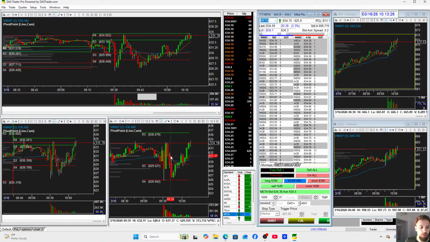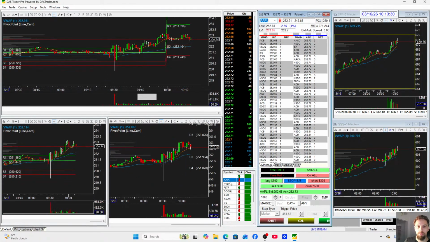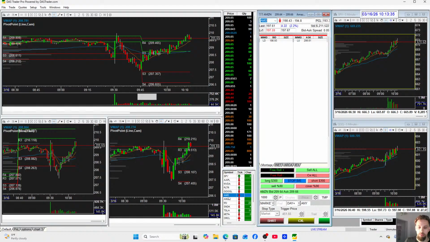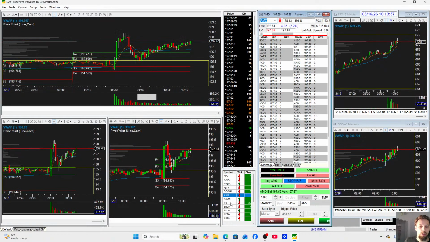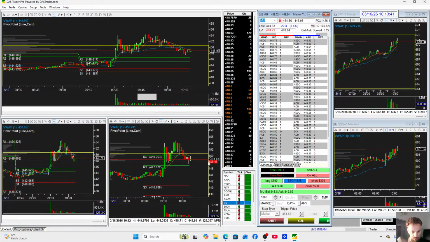Meta looking to push through high of day. AMD looking to test high of day as well.